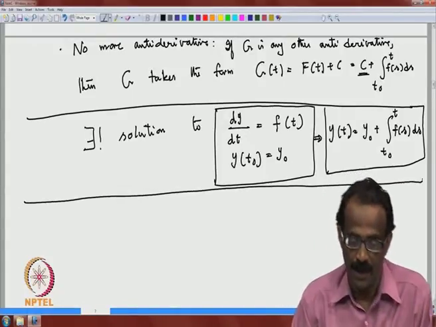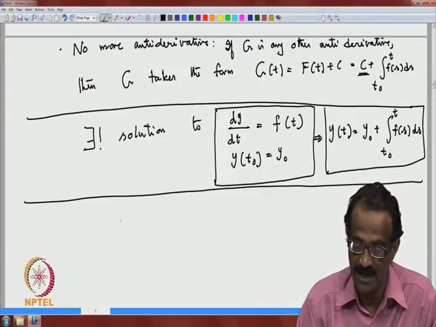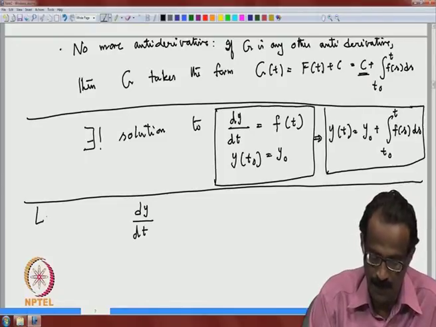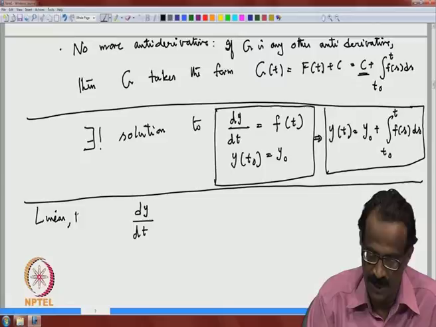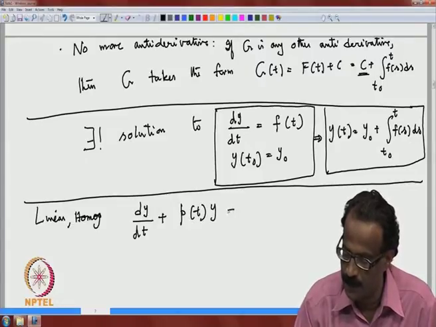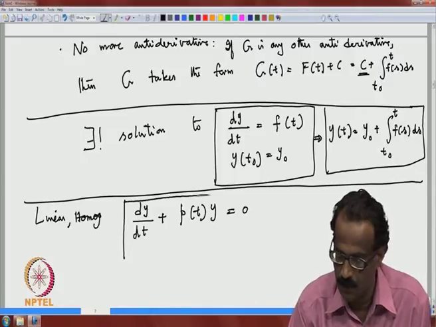Now, I want to go to the next level. So, what is the next level? I want to understand the solution of dy by dt linear. So, I am going to the next level, linear homogeneous. What is that? dy by dt plus p of t times y is equal to 0. I want to solve this equation.